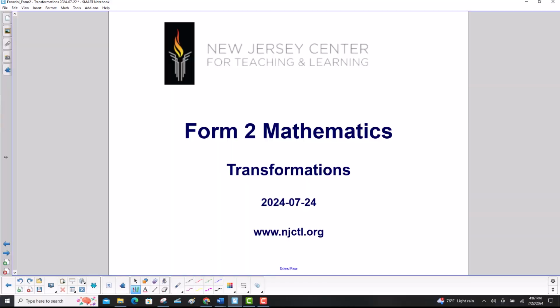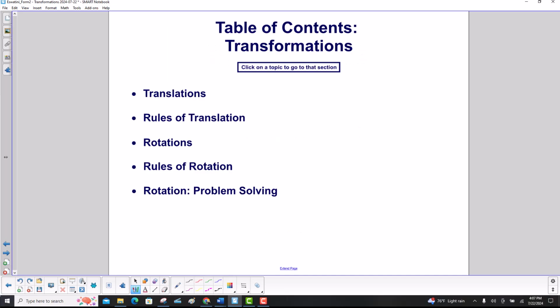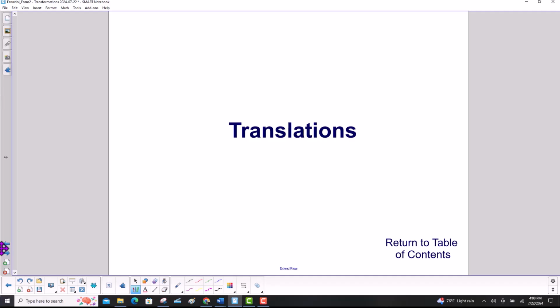Form 2 Mathematics Transformations. There are 4 types of transformations, but we'll only be focusing on 2 of them: translations and rotations. Translations.